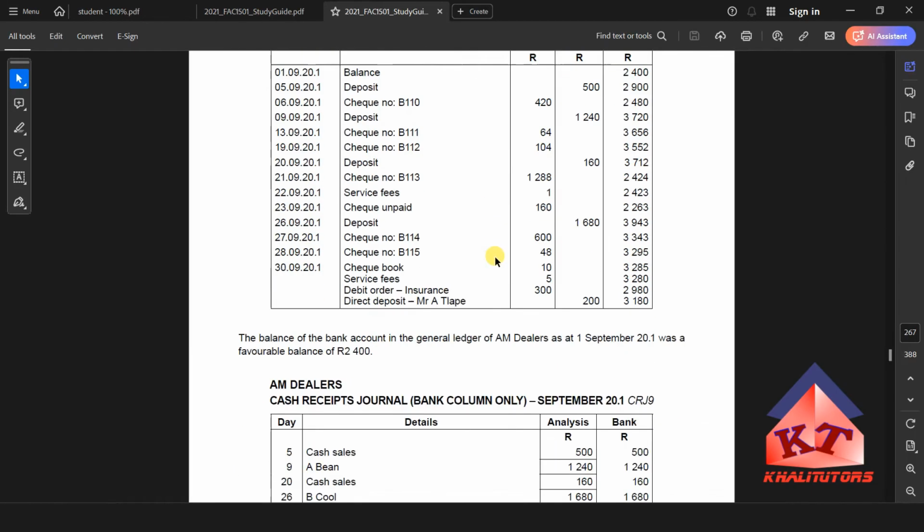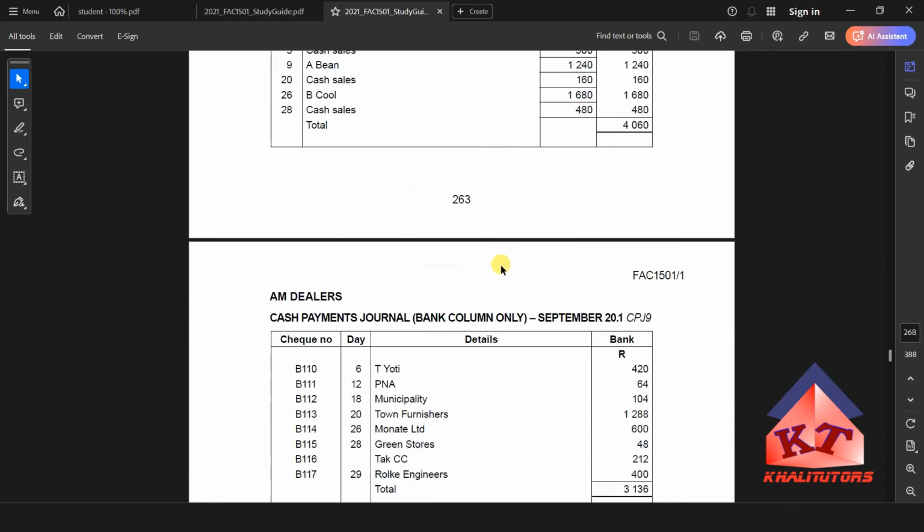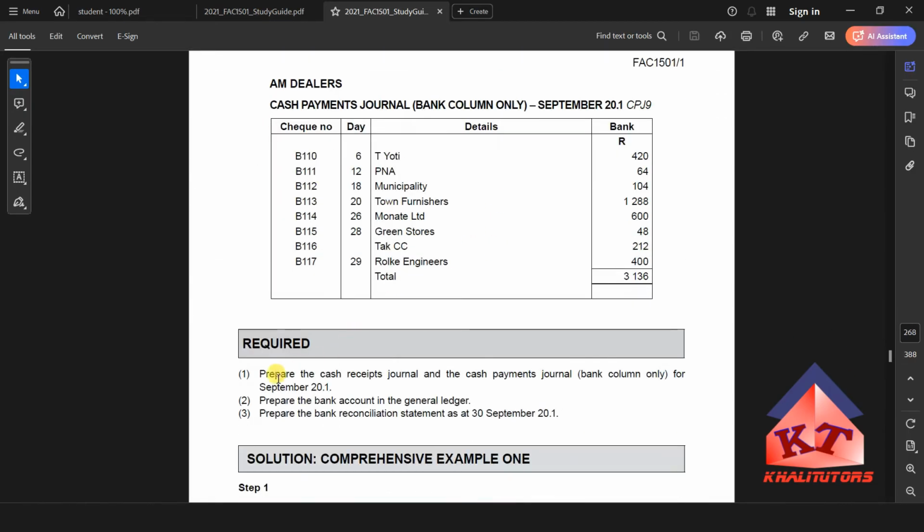So let us look at what they want us to do, the questions. They say prepare the cash receipts journal and the cash payments journal for September. Prepare the bank account in the general ledger, and lastly, prepare the bank reconciliation statement as at 30 September.